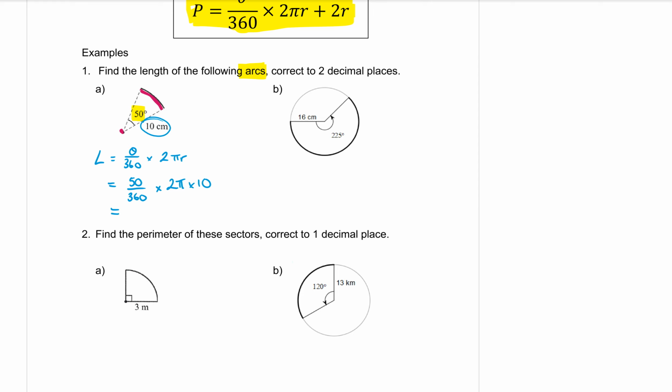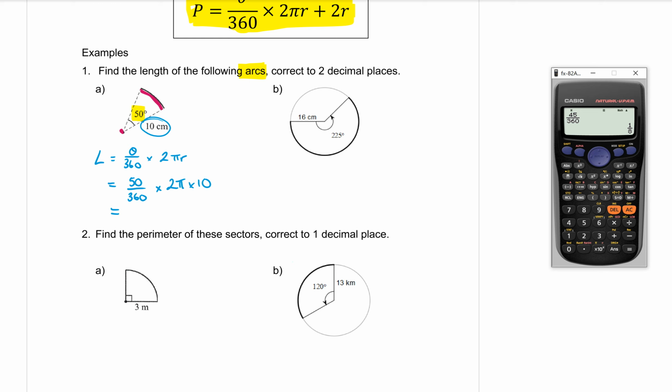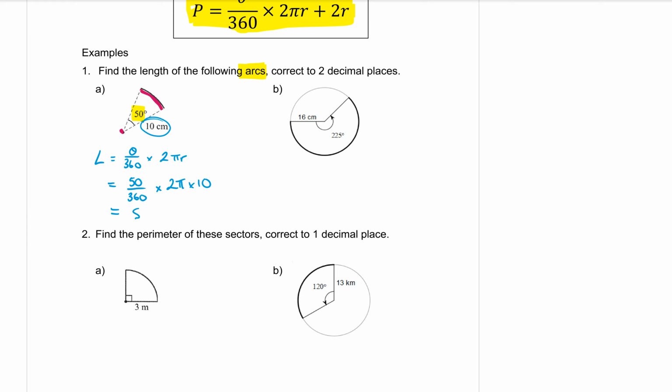Then the third line, like always, is to type that in your calculator to find out an answer. So using the fraction button, we have 50 over 360 times by 2 pi times by 10. And we're doing 2 decimal places. So that will be 8.7. It'll have to round up to be a 3, 8.73 centimeters.